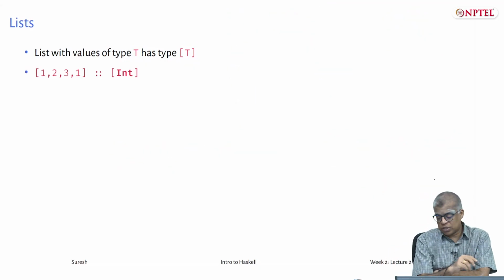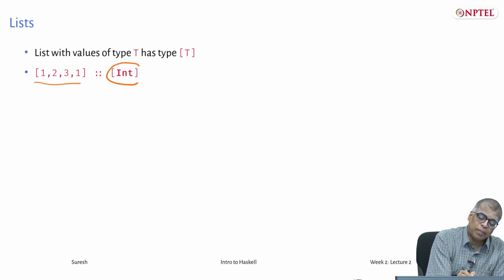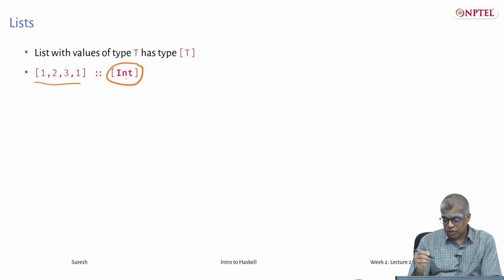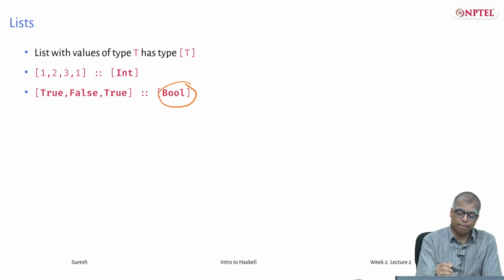So [1, 2, 3] is a list. Its type is represented as the base type with square brackets around it. [True, False, True] is of type list Bool.